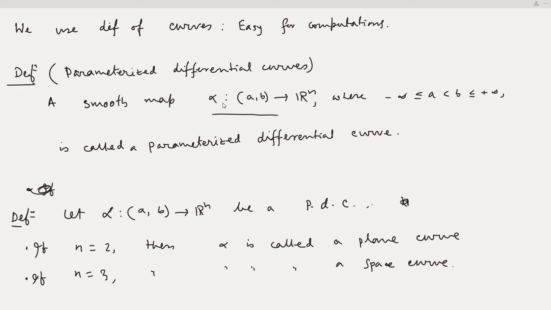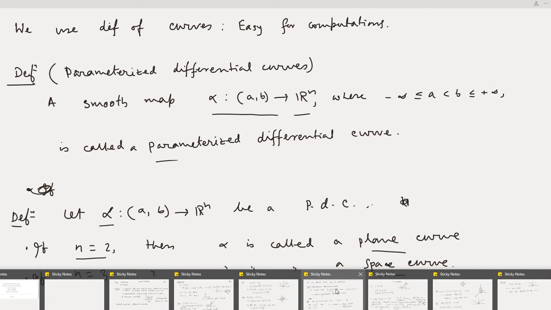A smooth map alpha from open interval (a, b) to Rn, where a and b are in the extended real line. This smooth map is called a parameterized differentiable curve. For n equal to 2, alpha is called a plane curve, and for n equal to 3, this is called a space curve.